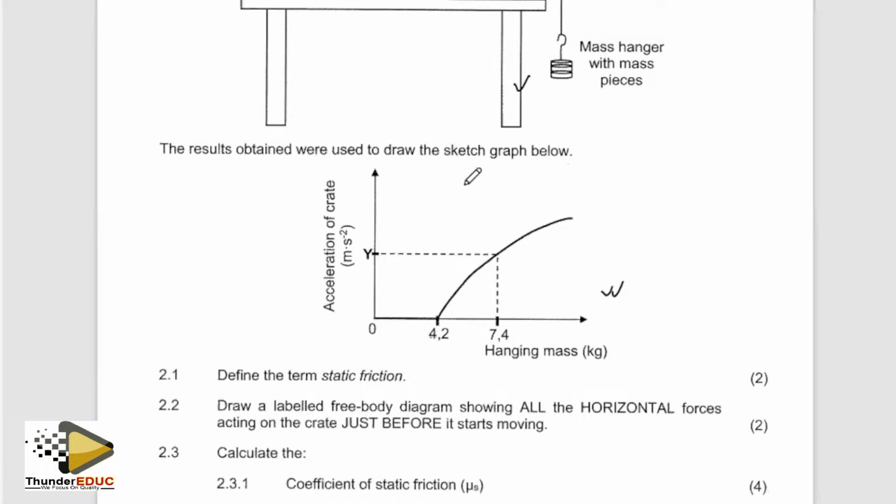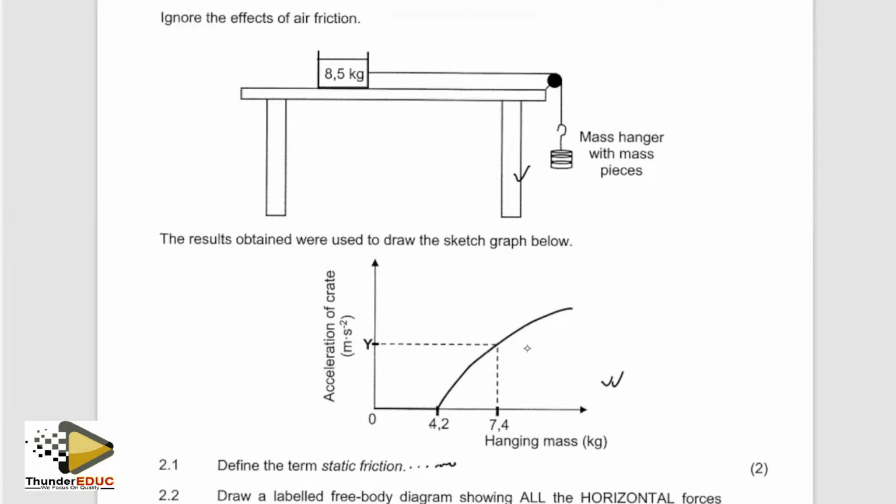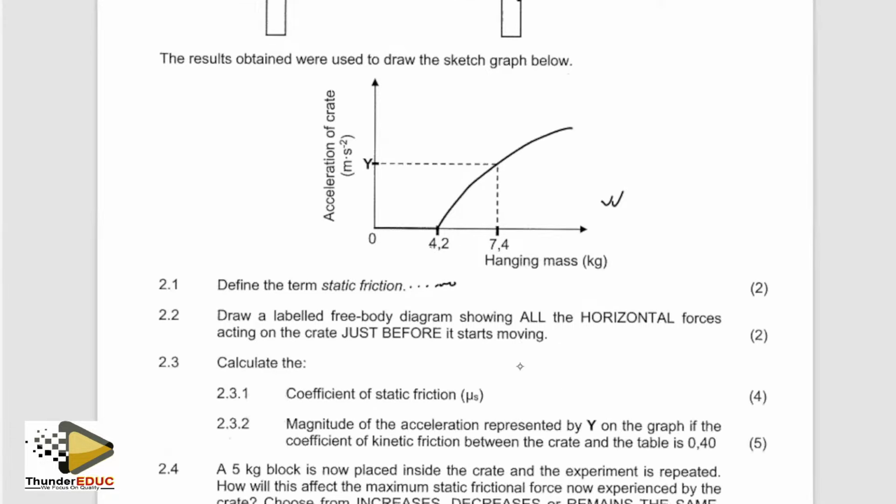All right, then 2.1. They want us to define what static friction is. We know it's the type of friction that exists between the object and the surface just before motion takes place. This type of friction does not allow motion to take place. It keeps on holding the object in one place. So a definition of that sort would guarantee you those two marks.